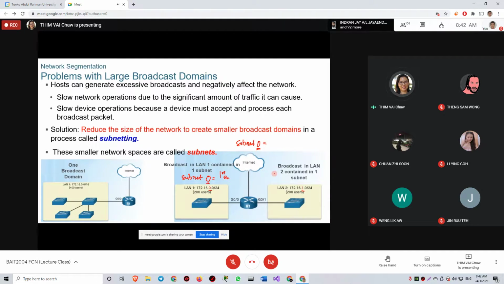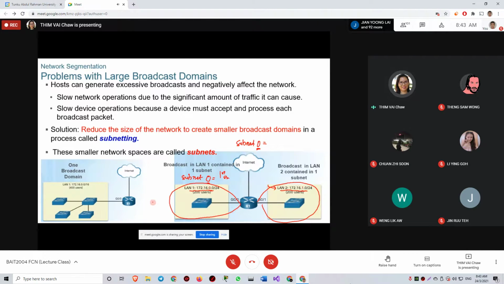So from here you are able to see that this particular diagram is already divided into two different subnets and network addresses. This is one network already. So over here, this is a network address, and this is a network address, and this is a network address.